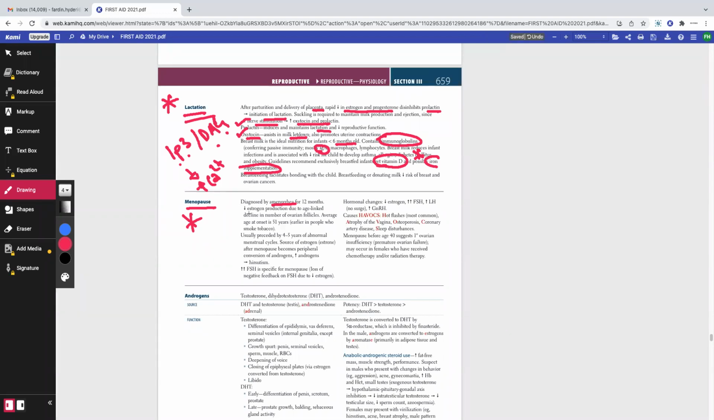So what happens? Why do we have this? The onset of menopause is basically the sign that the limited supply of ovums which the female had throughout their lifetime is almost coming to an end, right? So the estrogen production will fall, and the average age is around 51 years, more or less. And it's usually preceded by 4 to 5 years of abnormal menstrual cycles.